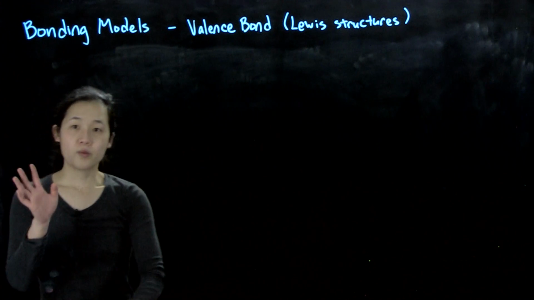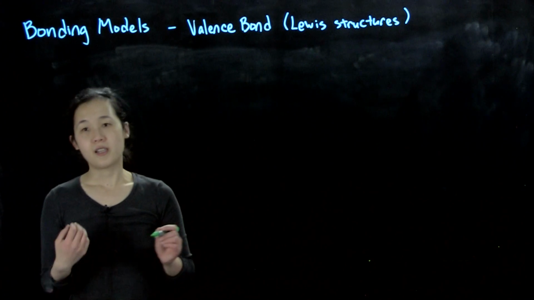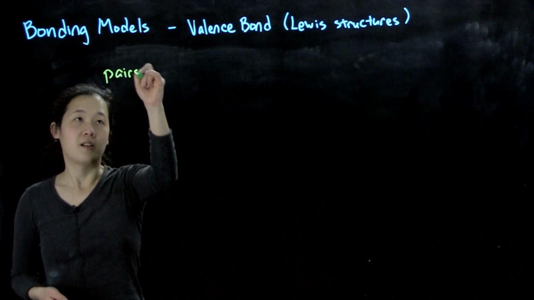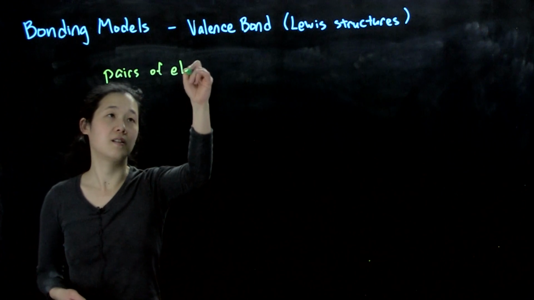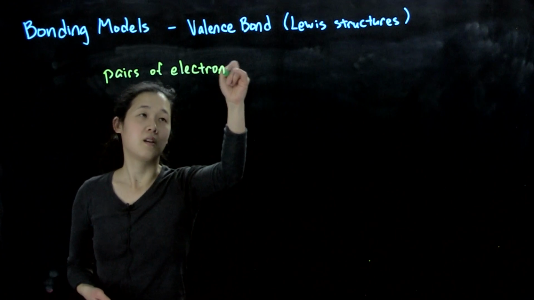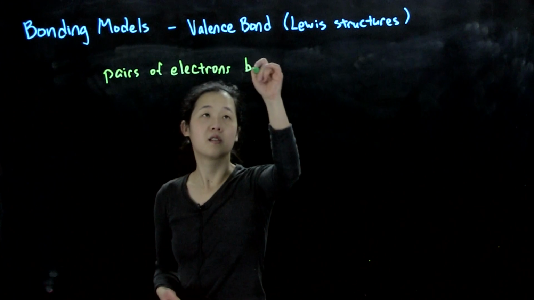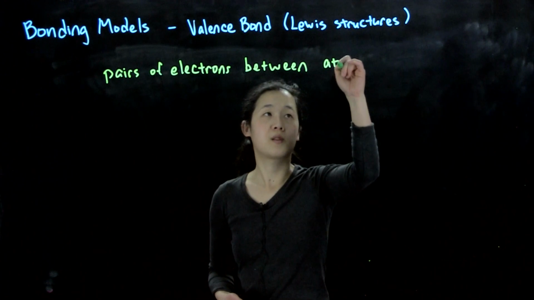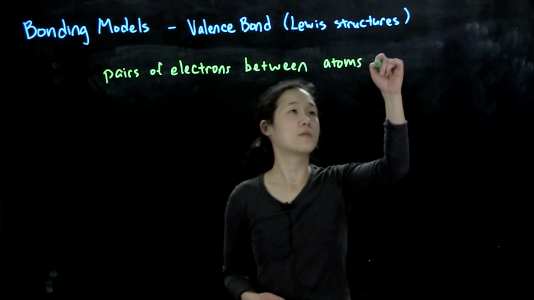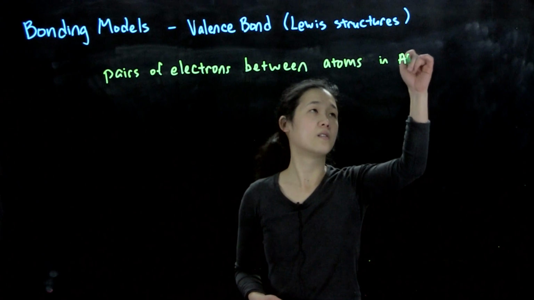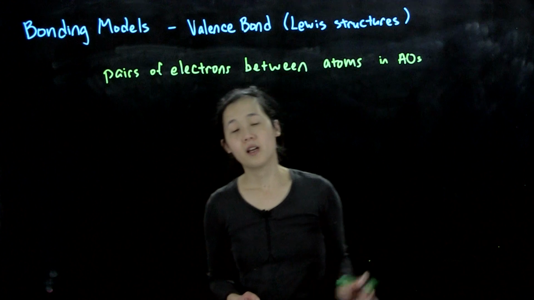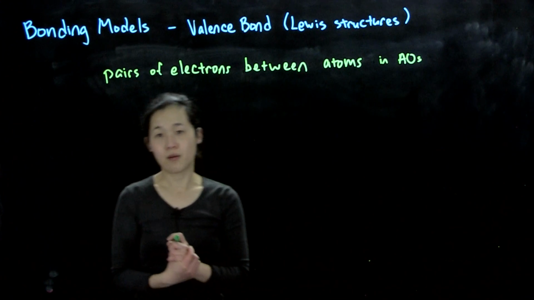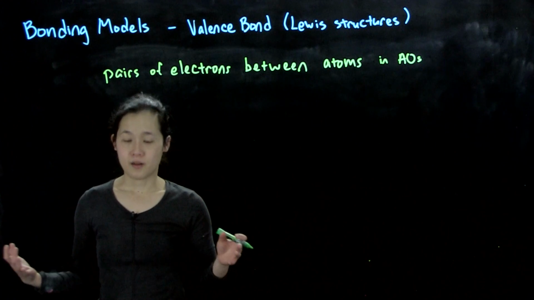Okay, so the main point of the valence bond approach is that it assumes for covalent bonds that we have pairs of electrons within the bond between atoms. And these are located in your atomic orbitals, and this is what forms the bond. AOs is atomic orbitals. And then you can also have pairs of electrons within lone pairs that are also located within atomic orbitals on the separate atoms.